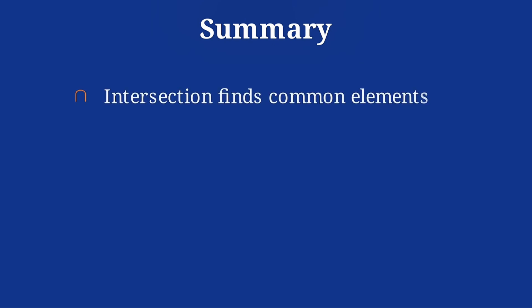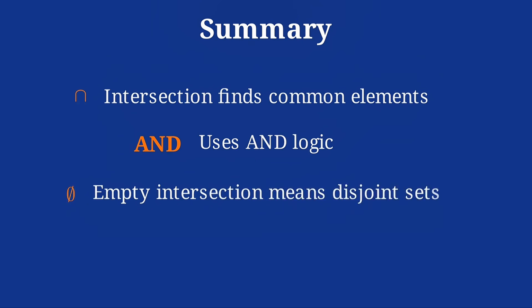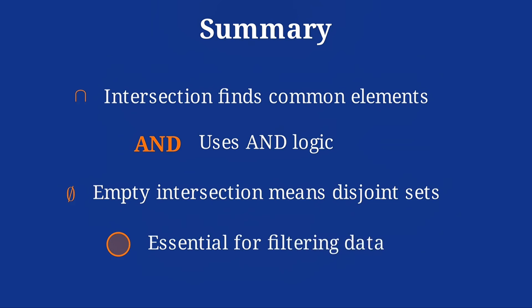So let's summarize what we've learned. First, intersection finds the common elements between sets. Second, it uses AND logic. An element must be in set A and in set B. Third, if the intersection is the empty set, we say the sets are disjoint. And fourth, intersection is the key concept behind filtering data.